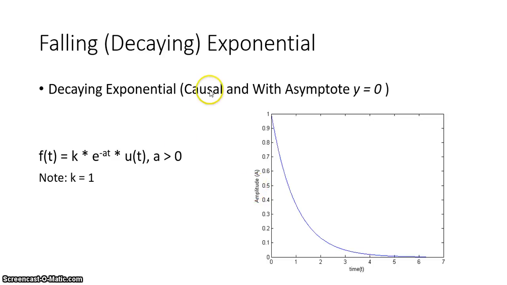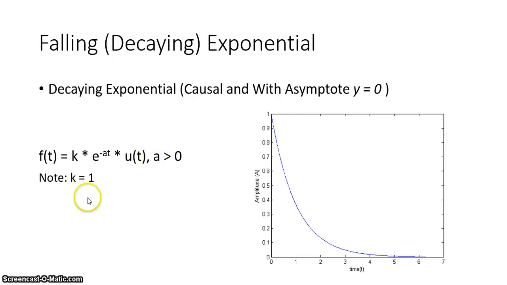So, decaying exponential. In this case we have a causal signal, and its asymptote is approaching 0. The equation for that, we can say, is f of t, and in this case we're using continuous time. So f of t is equal to k times e raised to the negative at times the unit step. The reason we made it a unit step is because we want this to be causal. We don't want anything prior to 0 being used.